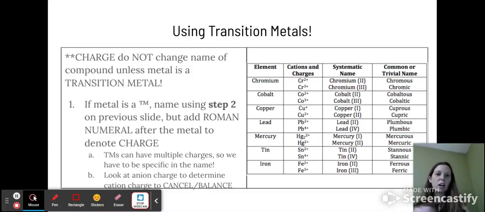So here's a good chart. If you want to, I would suggest maybe copying this down if you have a chance in your notes, just so you have it for reference. I will also show you on the periodic table how to locate these.